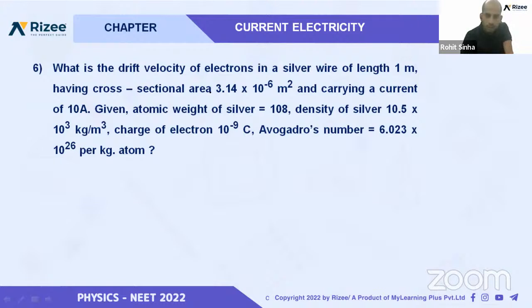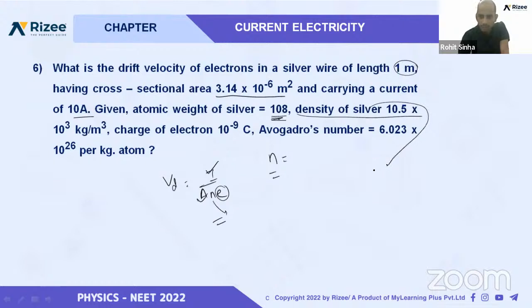You can see, first of all, area is given, I is given, and we have to find drift velocity. We know Vd is equal to I by A into N into E. That means I is given, area is given, E we know, only we have to find the number of free electrons per unit volume. So for n, what we can do? It is given 108 is the atomic weight, and also its atomic number. It is also given that length is 1 meter. Density is given. We know density is equal to mass by volume.